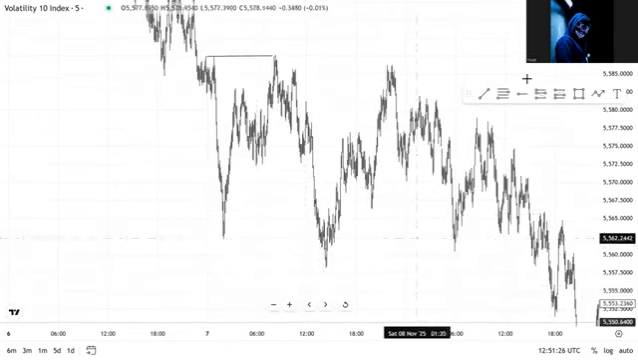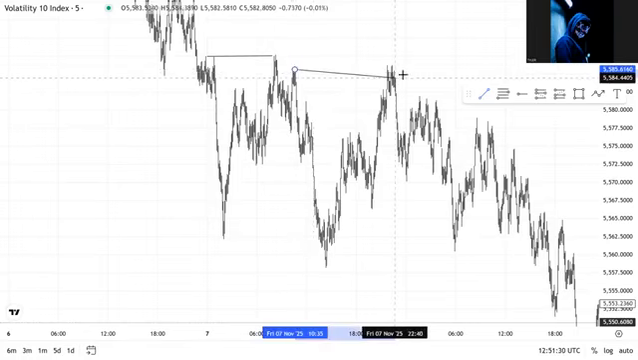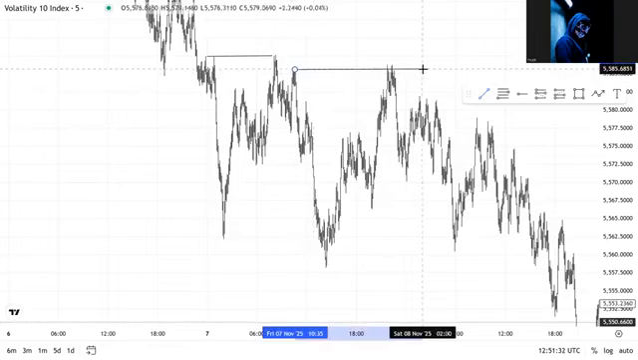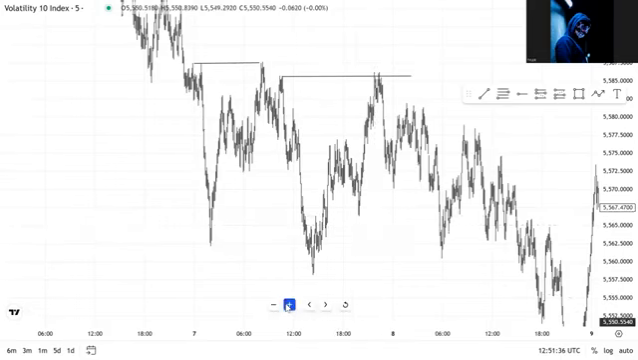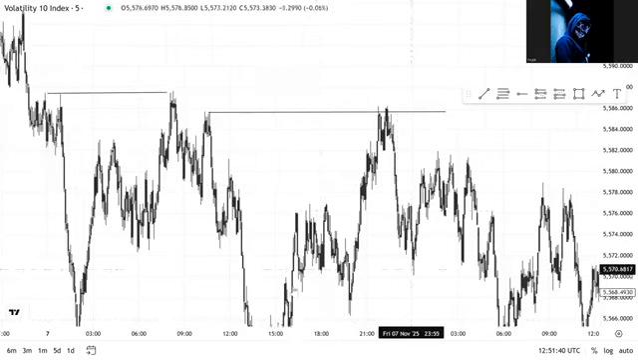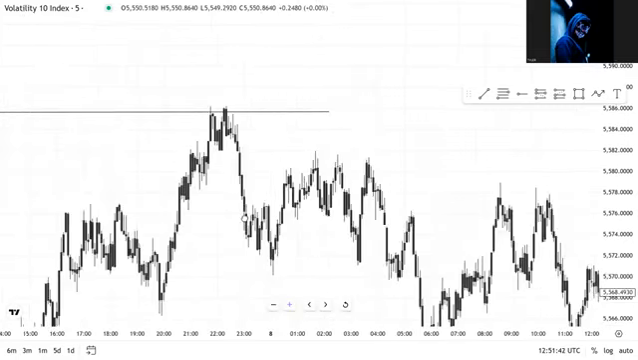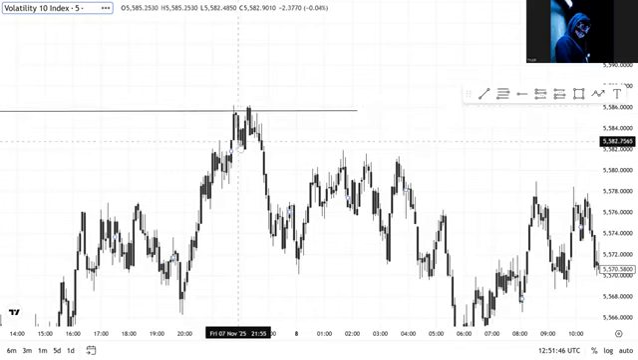After the break of this structure, what did market do? Market came to take out the structural liquidity here. So after the market took out the structural liquidity, what am I going to be looking for? I'm going to be looking for a confirmation for a sell. And the confirmation I'm going to be looking for is a bearish engulfing candle confirmation, right? You can see that after price gave us here, we had this strong bearish engulfing confirmation.